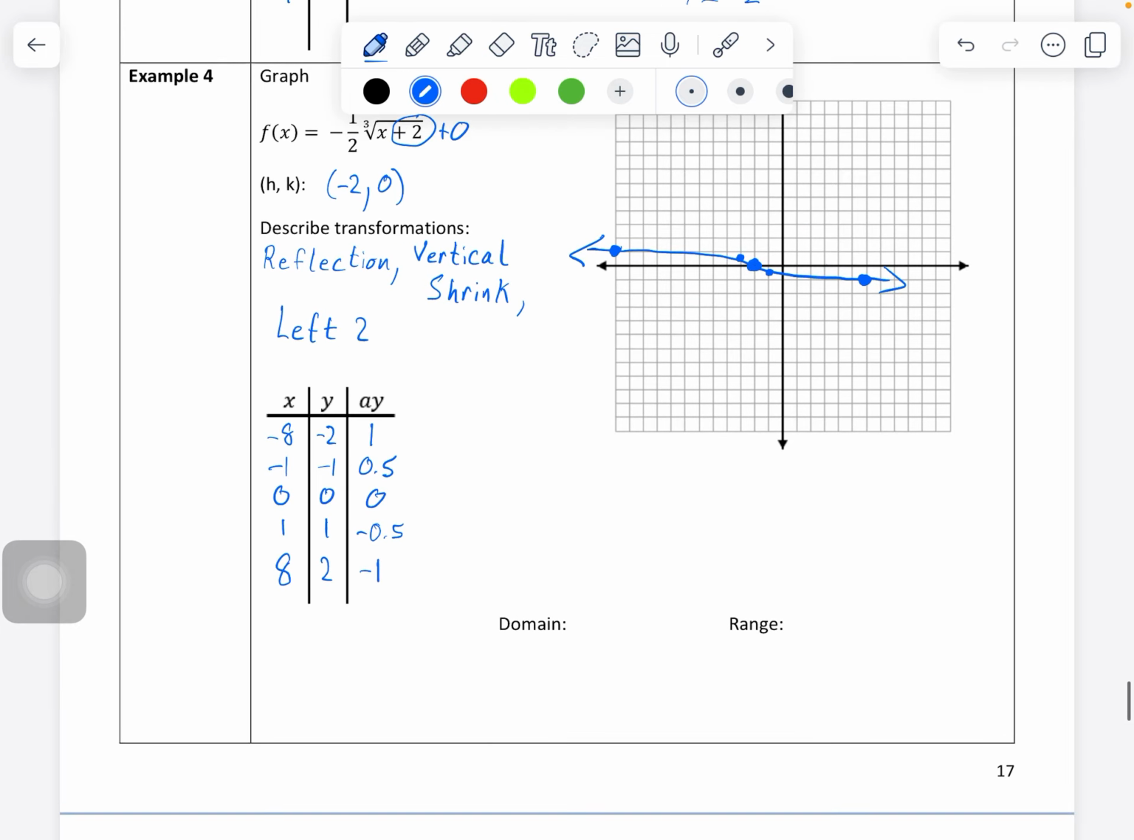And then the domain for this one's nice and easy. X is an element of the real numbers. Y is an element of the real numbers every time for these cubic ones because we have no restrictions. And you can put the set notation if you want.